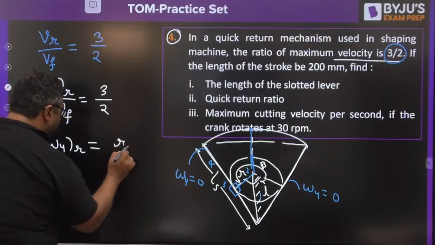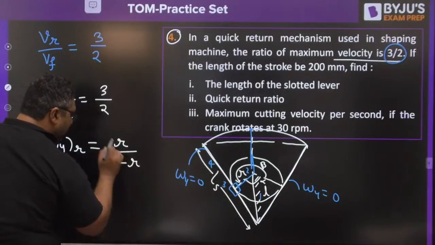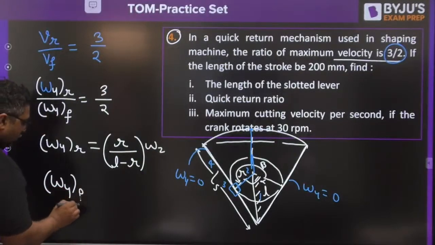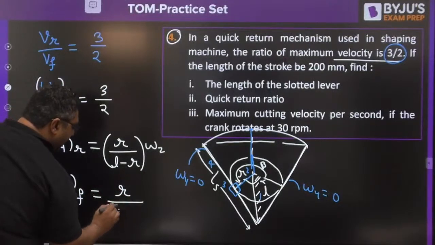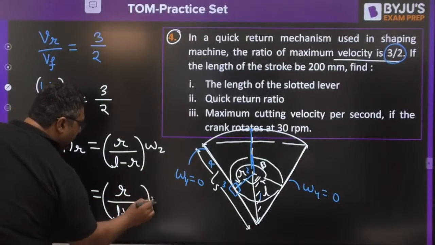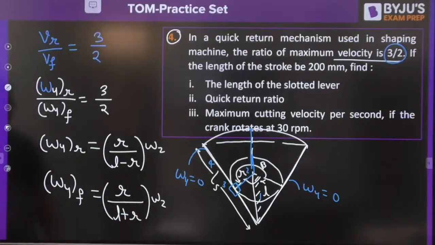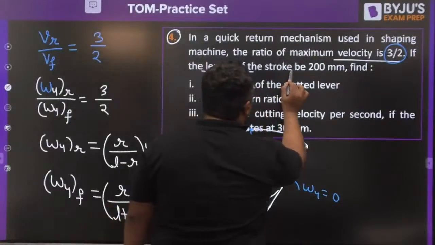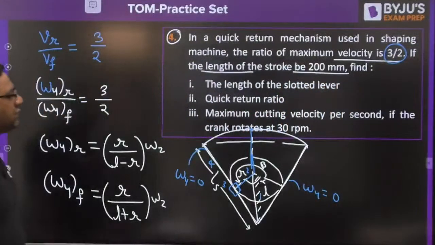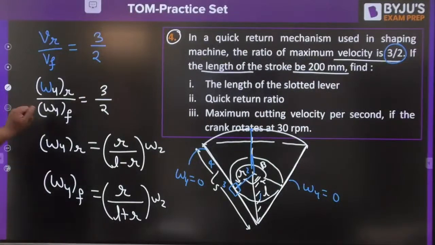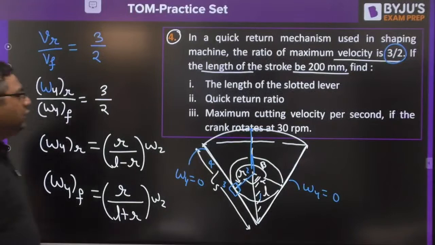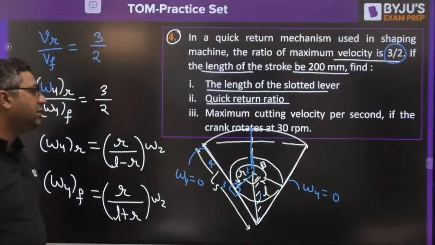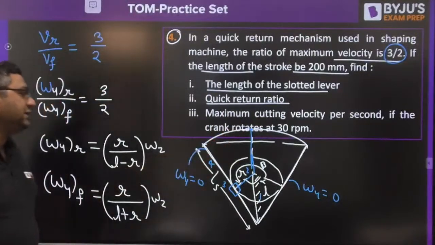It was (R/L − R) into omega 2. And omega 4 during forward stroke was (R/L + R) into omega 2. So this is the hint given to you, because in the question they have already mentioned that the length of the stroke is 200 mm. The velocity ratio is already given, and you need to answer the length of slotted bar, quick return ratio, and maximum cutting velocity per second if the crank rotates at 30 rpm.